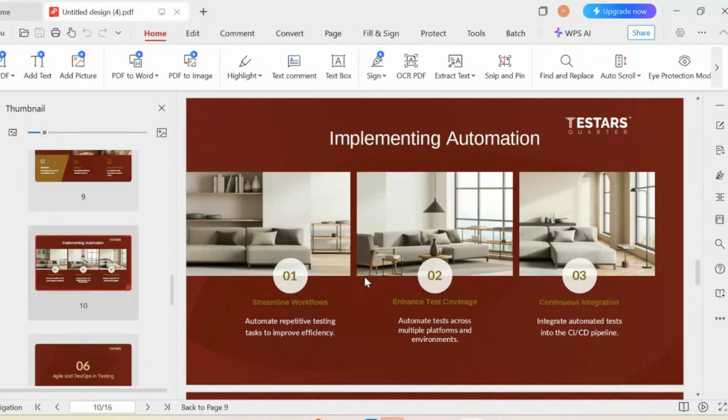Implementing automation. When do you implement? You need to know as testers when to implement.